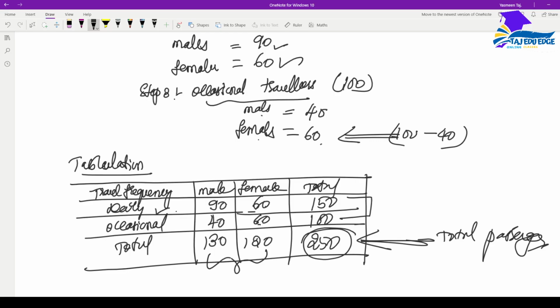This subject is very easy. If you practice it, it is very easy to score 80 out of 80 in your examination.